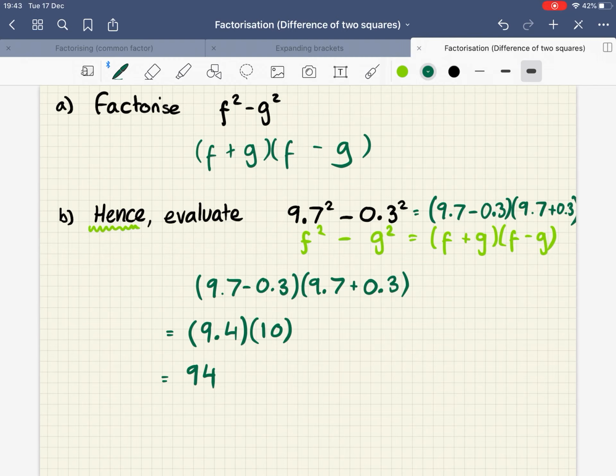So in the next video, going to be looking at our last main type of factorisation, which is trinomials using the sum and product method.